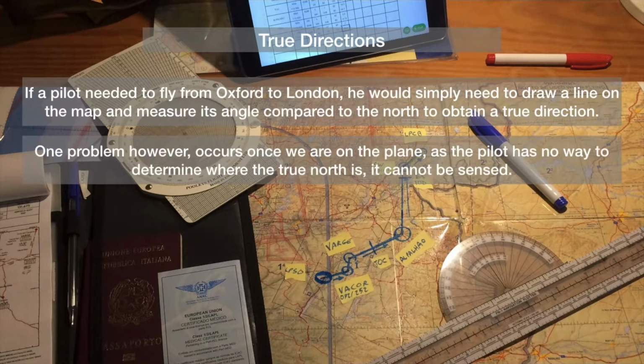However, there is a problem with the true direction systems, and occurs once we are on the plane. The pilot here has no way to determine where the true north is. It cannot be sensed by the aircraft. Indeed, no compass can point towards the geographic poles.